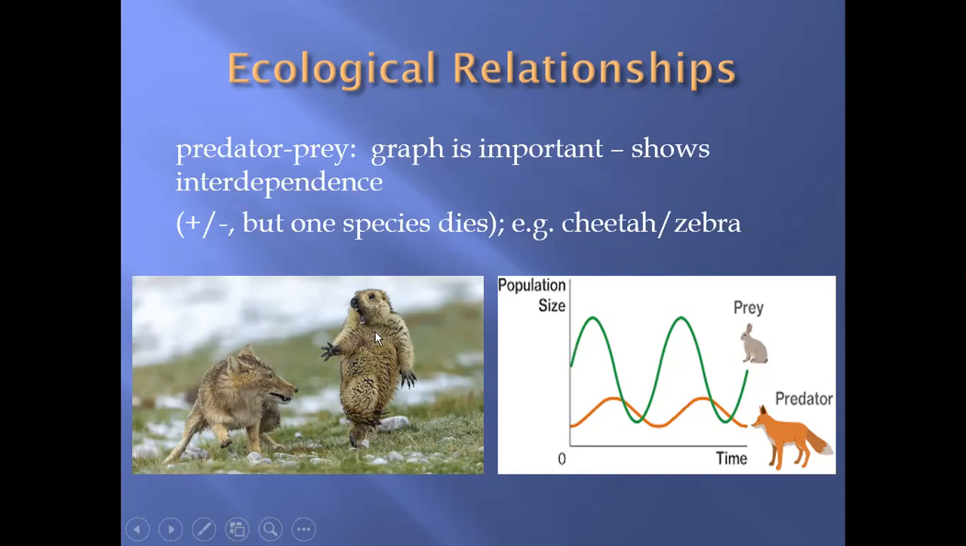We have a coyote and a marmot, and one of these, the coyote, would stand to benefit from this, while the other loses because it gets eaten. When organisms relate to each other in this way, where one benefits and the other dies, that would be a predator-prey relationship. It's really important to understand this predator-prey graph, because it shows us that predator and prey are interrelated.